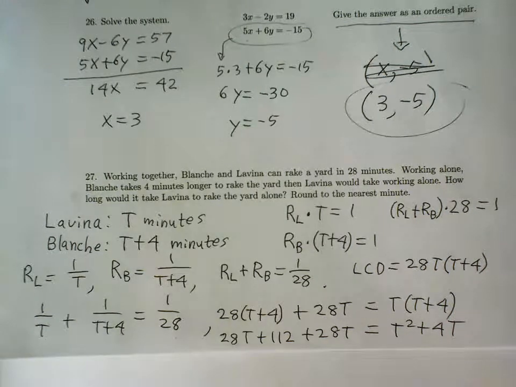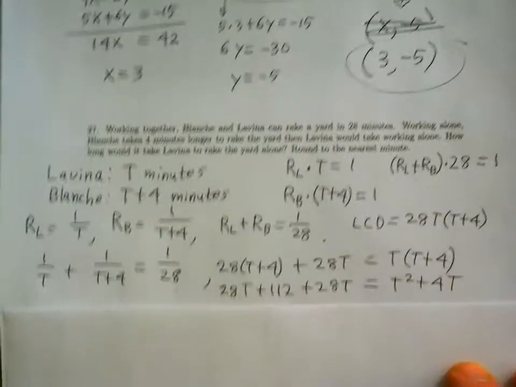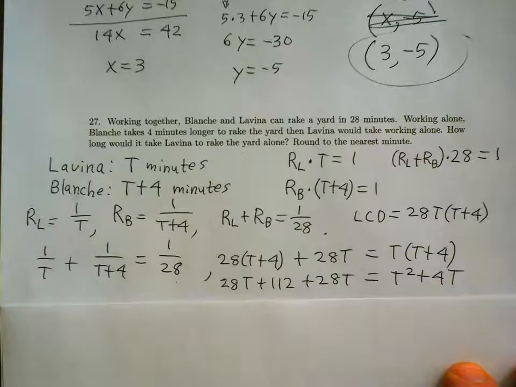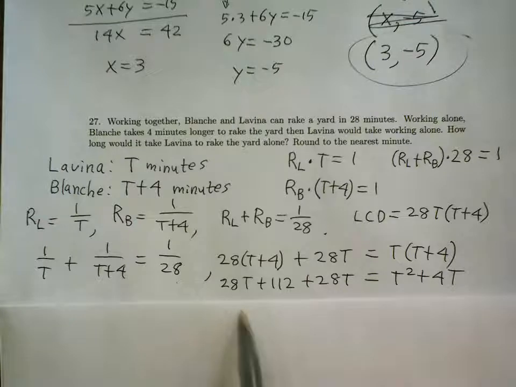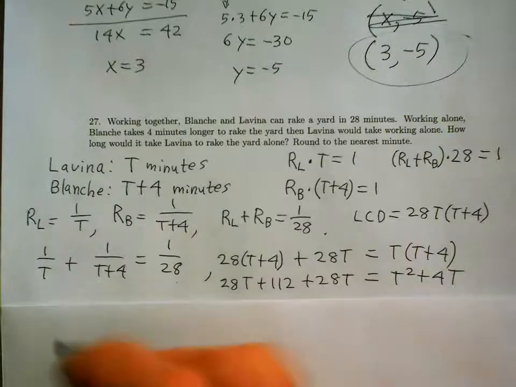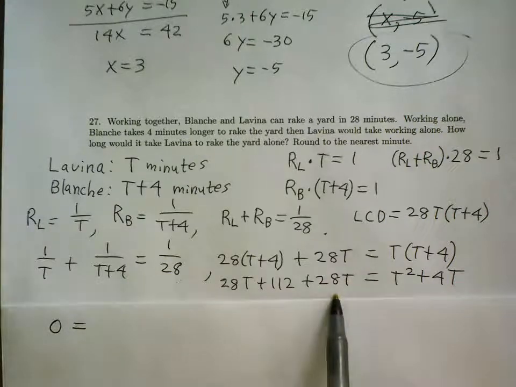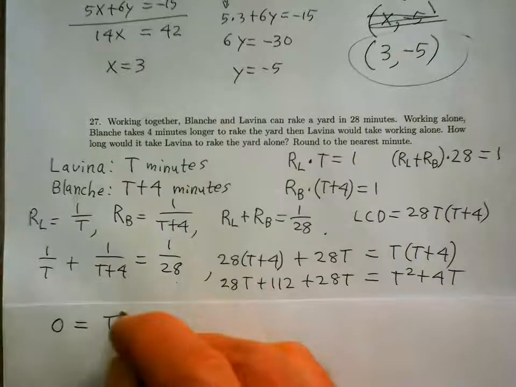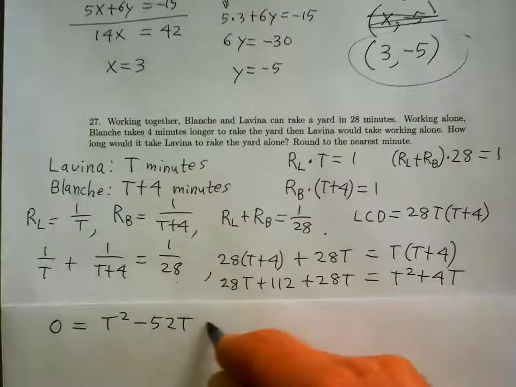So I'll put another piece of paper here. We'll take it a little further. On the left-hand side, we have a total of 56T. So we'll make the left-hand side 0 by subtracting 56T from both sides and also subtracting 112. So we'll get 0 equals T to the second minus 52T minus 112.